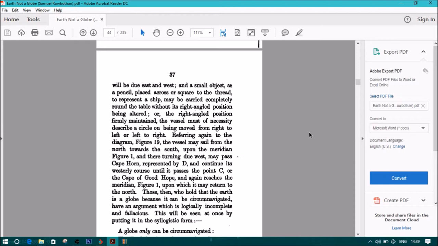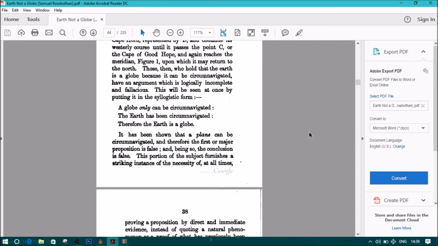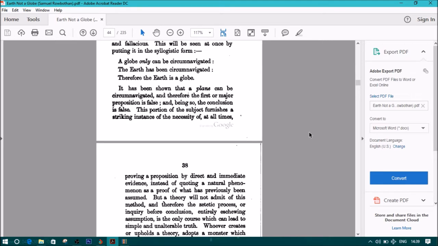Those, then, who hold that the Earth is a globe because it can be circumnavigated, have an argument which is logically incomplete and fallacious. This will be seen at once by putting it in the syllogistic form. The globe only can be circumnavigated. The Earth has been circumnavigated. Therefore, the Earth is a globe. It has been shown that a plane can be circumnavigated, and therefore, the first or major proposition is false. And being so, the conclusion is false.